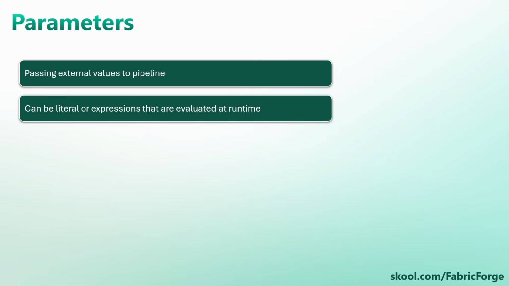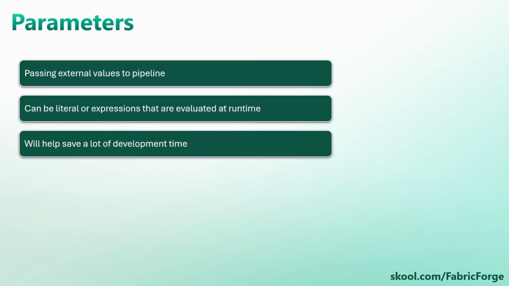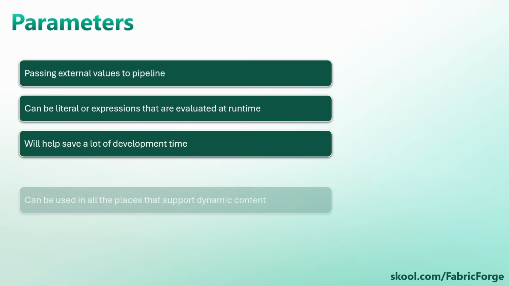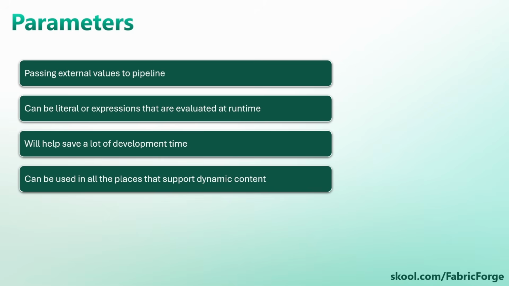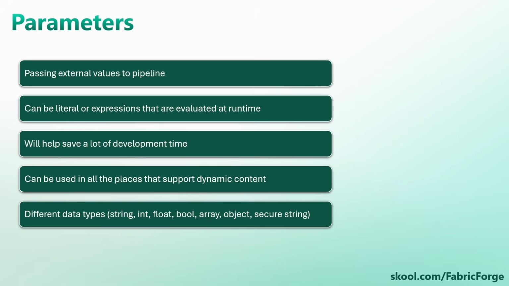In this lecture, we are not going to cover expressions that much, but it is still good to keep in mind that you don't have to use hard-coded values when using parameters. Parameters can be very helpful and save a lot of development time when used correctly, since they allow adding dynamic logic, and they can be used in all the places that support adding dynamic logic that I'm going to demonstrate shortly when we open up Fabric. Also, as a last takeaway here, it is good to know that there are different data types available for parameters that are string, integer, float, boolean, array, object, and secure string.